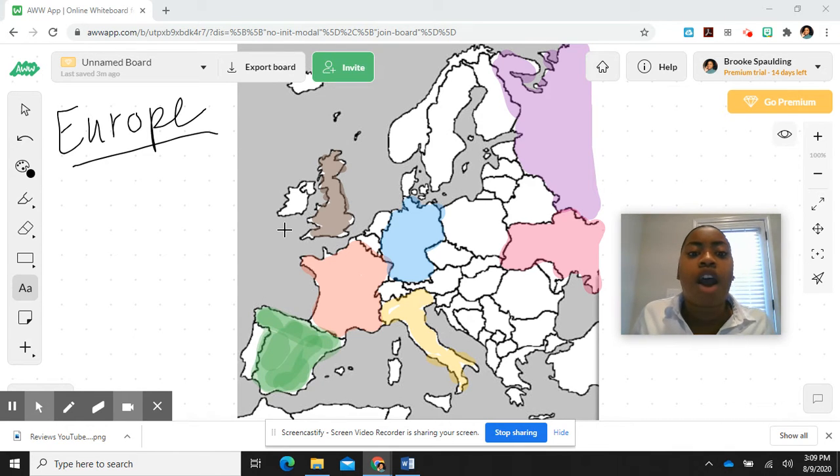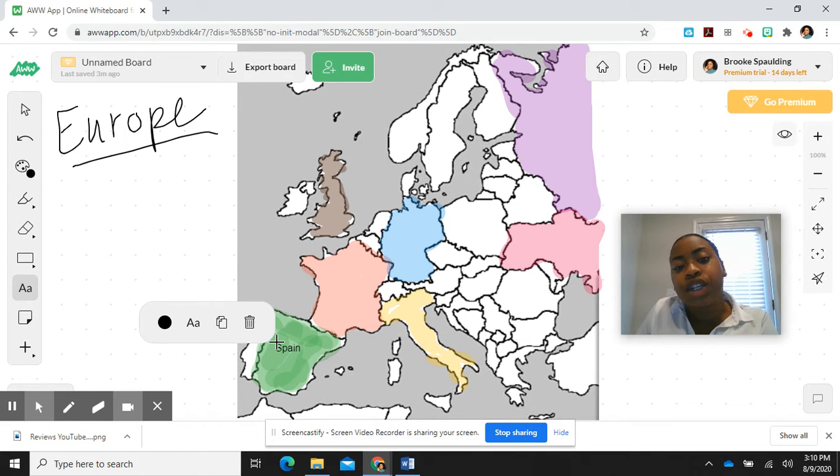First off, we are going to start with Spain. Spain is going to be located right here, and it is also located on the Iberian Peninsula, which we learned when we talked about physical features.